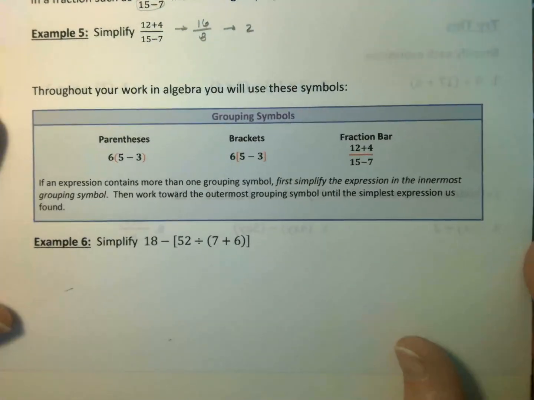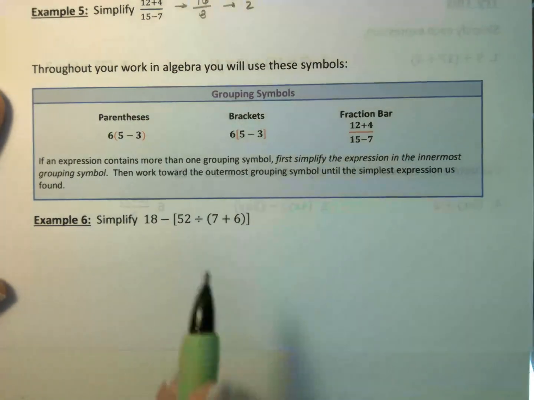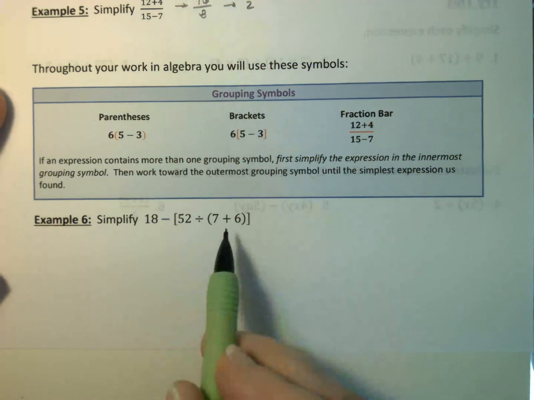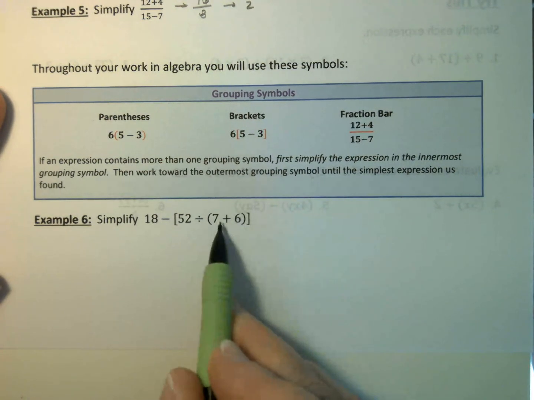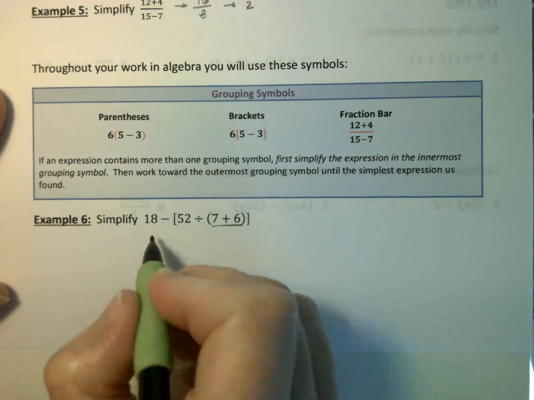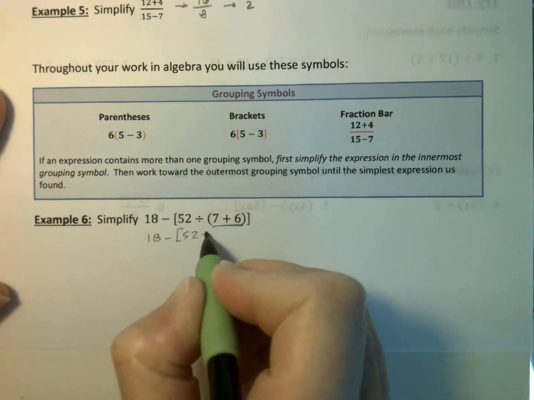Okay, so let's look at example 6. We have 18 minus the quantity 52 divided by the quantity 7 plus 6. So notice that the parentheses are within the brackets. So we're going to take care of the parentheses first. And what I'm going to do is I'm just going to rewrite everything.